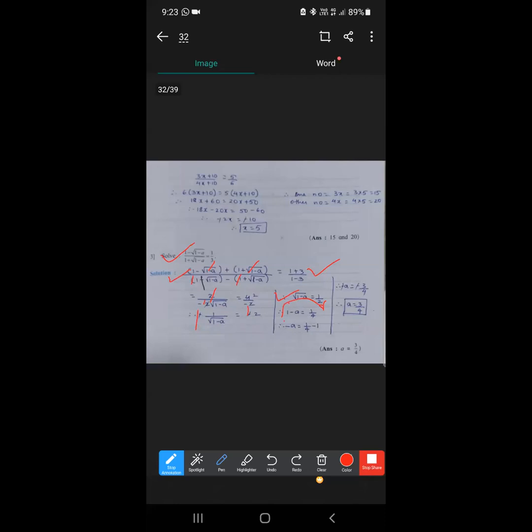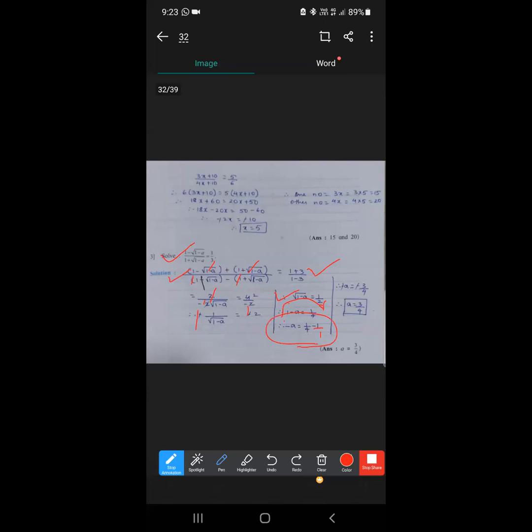Okay, 1 upon 4 minus 1. Now here the minus sign is there. You will make the denominator the same. So what will you get? Minus a is equal to 1 upon 4 minus 1 upon 1. Cross multiply, you will get minus 3 upon 4.